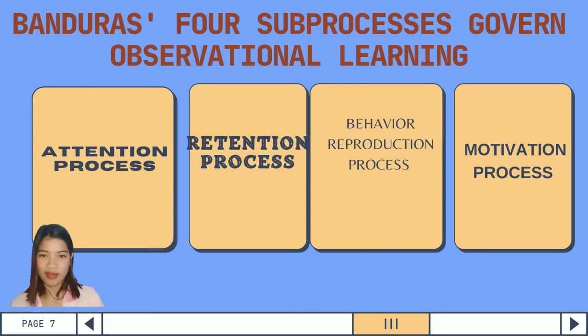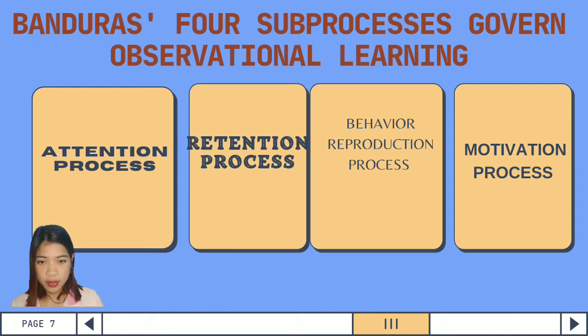The second is the retention process, in which the person transforms and restructures what he or she observes into symbolic codes that the person stores in memory. Certain cognitive activities such as rehearsal, labeling, and organization are involved in the retention process and benefit the development of this representation.